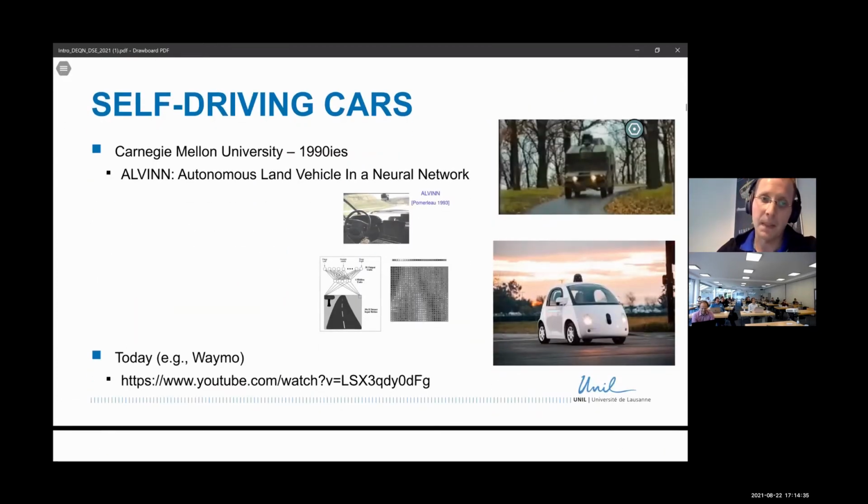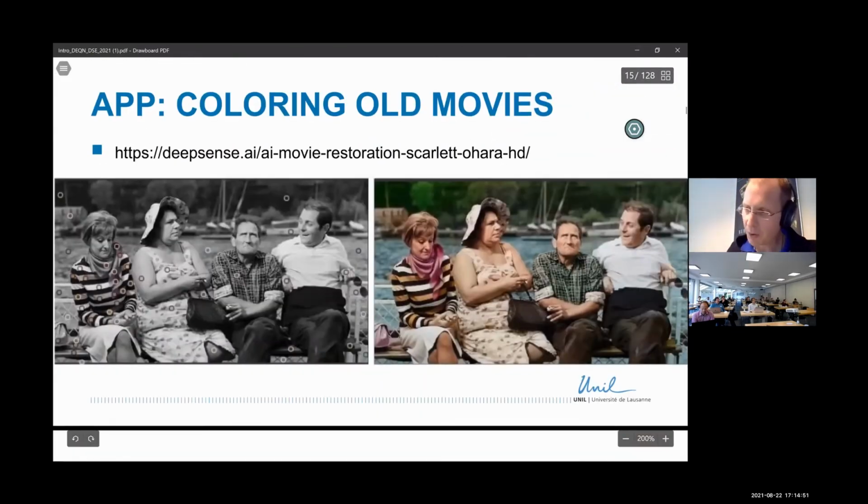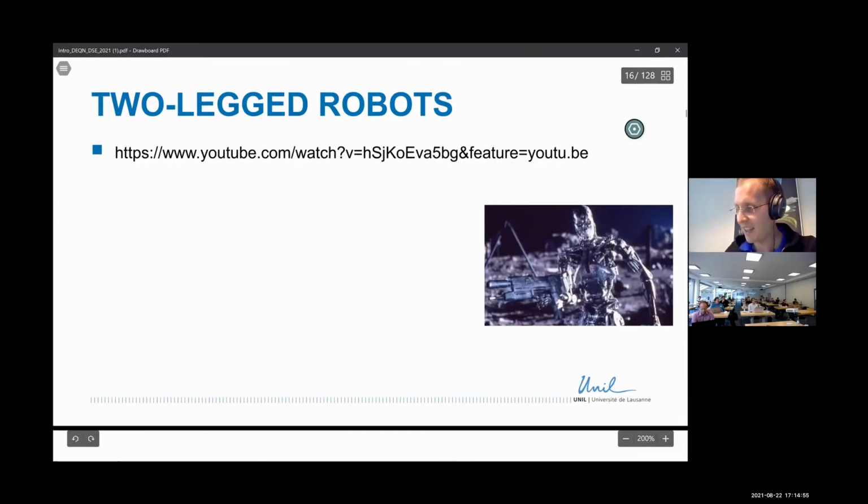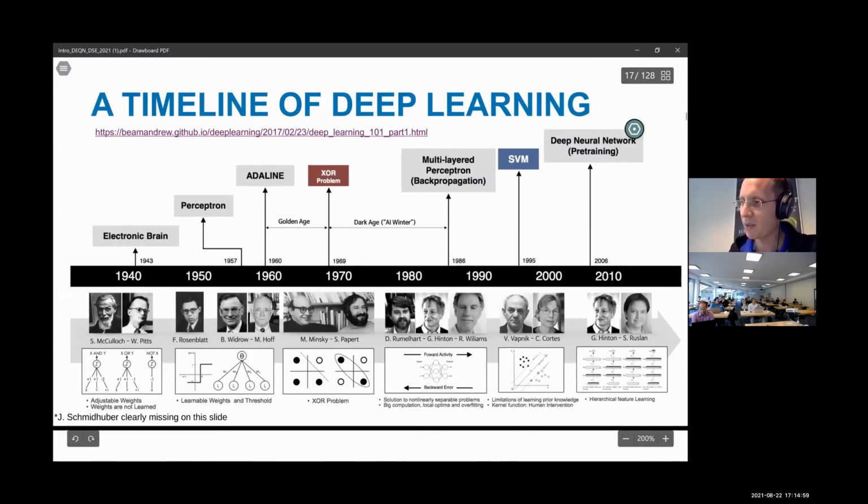But what is probably more interesting over the last few years was the tremendous success of self-driving cars when reinforcement learning was applied. Color coding, coloring old movies, and even having robots walk around. So I'm not going into the details so far.